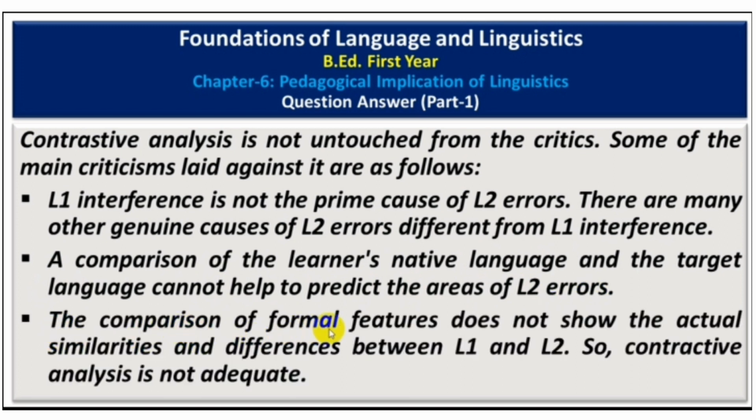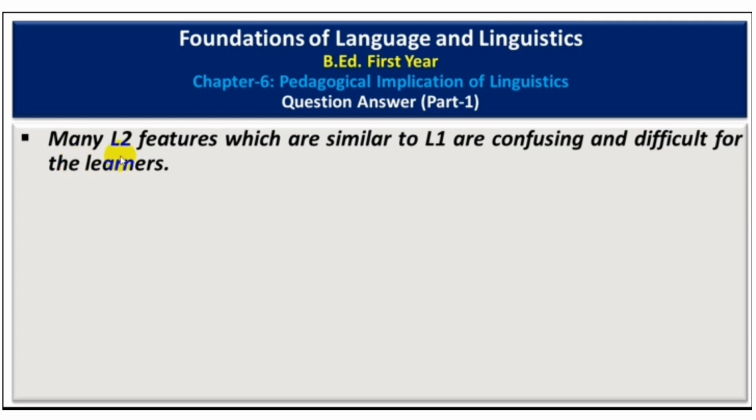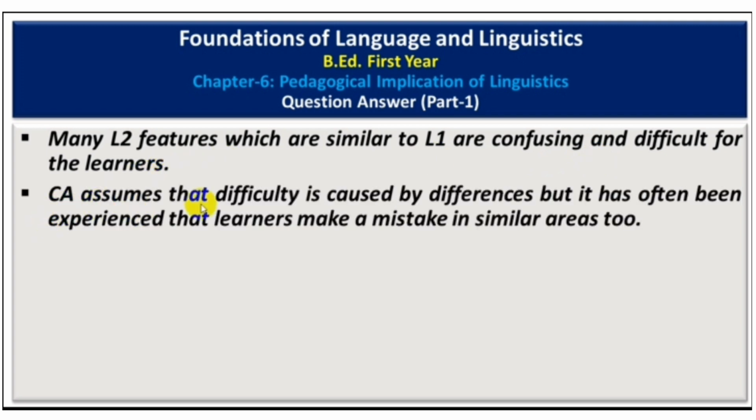The comparison of formal features does not show the actual similarities and differences between L1 and L2, so contrastive analysis is not adequate. Many L2 features which are similar to L1 are confusing and difficult for the learners. CA assumes that difficulty is caused by differences, but it has often been experienced that learners make mistakes in similar areas too.